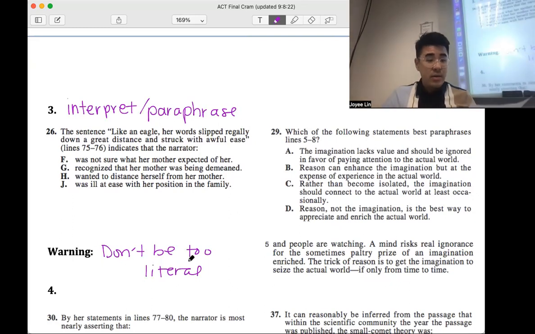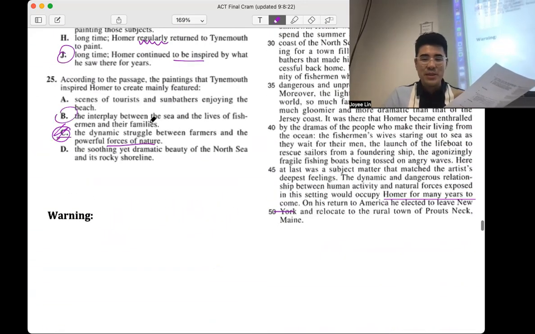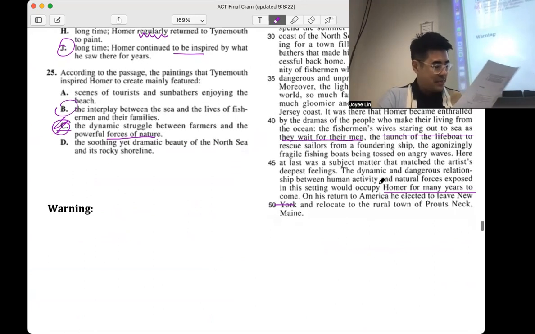Why is it C? It says and their families though. B says their families. What, did I misread it? The fisherman's wife. Oh no, it is B. Sorry, I didn't read this. It is B. It was their families, the wives staring out to the sea as they wait for the men. That was my bad for not carefully reading. Don't do what I did. It is B.